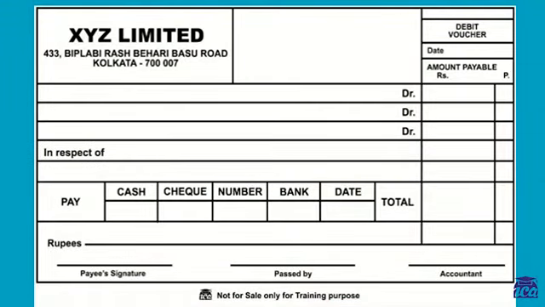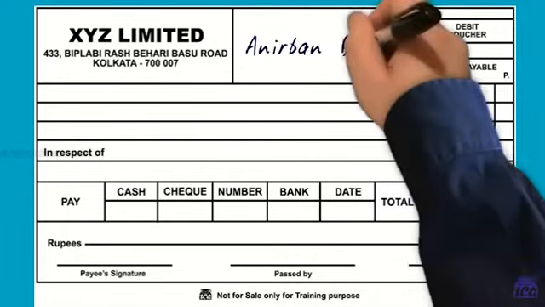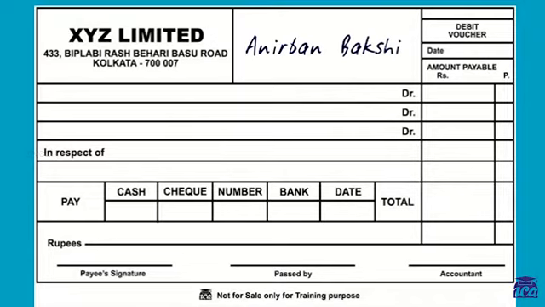So, the company's name is XYZ Limited, and then we have the company address underneath. After that, we've got a blank box. Now, this blank box will have the name of the person to whom the payments have been made. We will say the payments have been made to Anirban Bakshi. So, we will write Anirban Bakshi here.